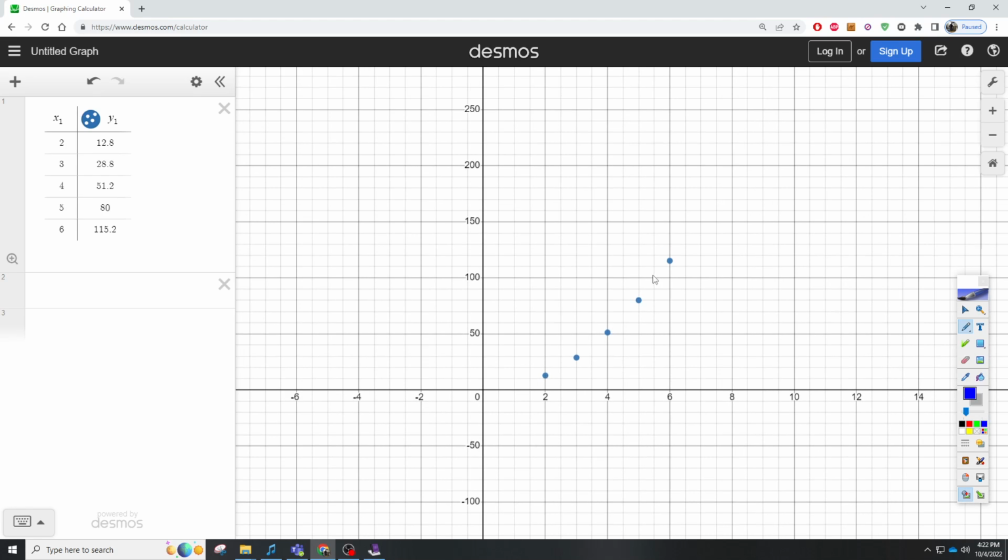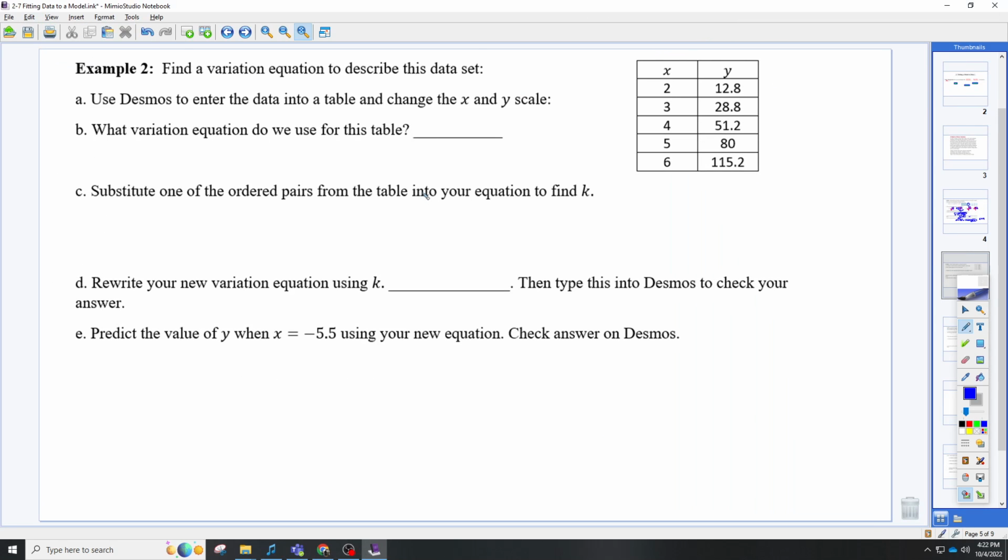And the question is, what kind of shape is this? Well, it looks a lot like the one that we just did, which was y equals kx squared. So I'm going to go ahead and use that one this time, just like we did last time. What variation equation would you want to use? We'll use y equals kx squared. And just like before, we're going to take one of the ordered pairs to make sure that we're good. I'm going to use 5 and 80.